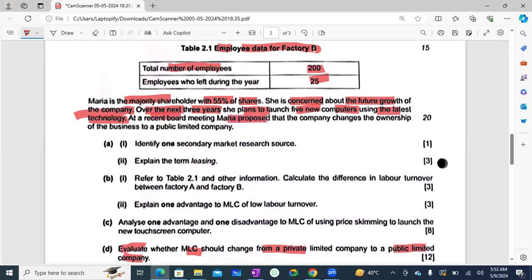So, at a recent board meeting, Maria proposed that the company changes the ownership of the business to a publicly limited company.